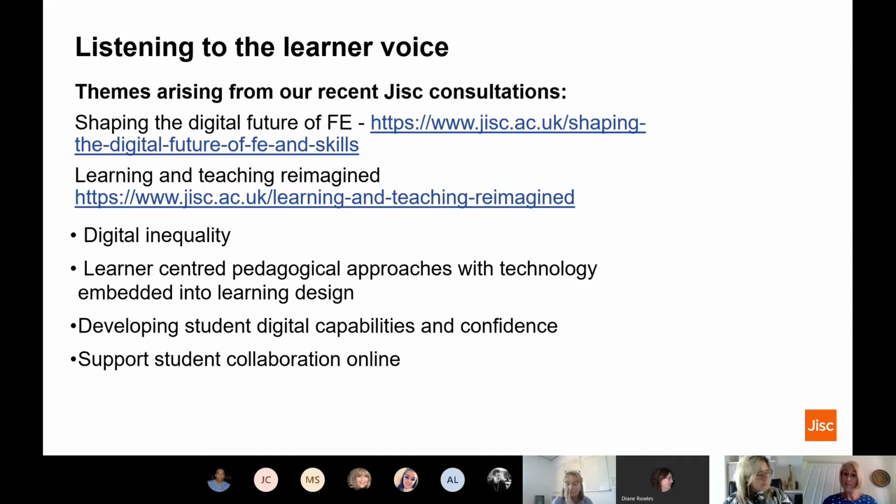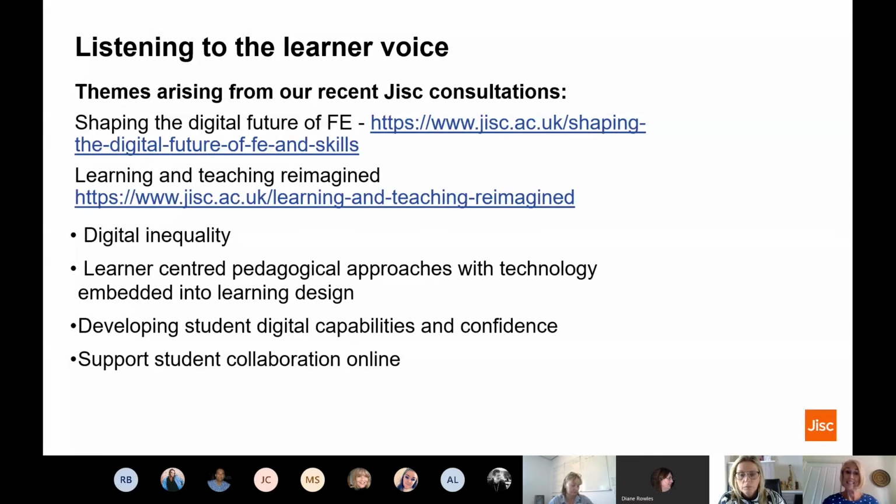But the areas that we're going to be touching on include digital inequality, ensuring that all students have access to the tools that they need to learn, which not only includes the devices, but thinking about the Wi-Fi, the broadband, the space in which they're learning. Looking at how we can really redesign our learning and teaching and very much ensure that technology is a seamless part of that, but very much still linked through sound pedagogical approaches.